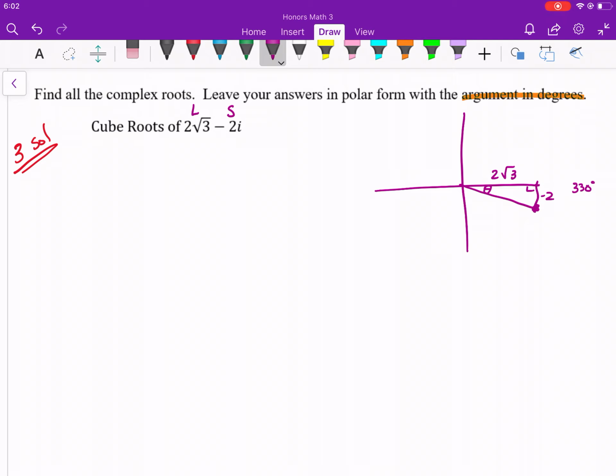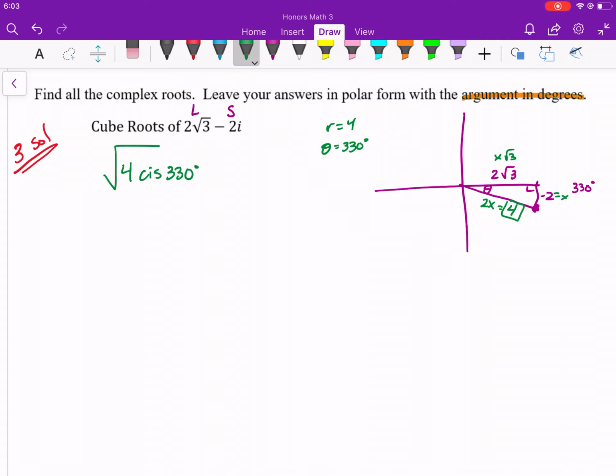And then if you recognize that this is a special triangle, x root 3, this is x, this should be, I should not write it that way. That makes it look like it's 2x. Oh, this is the same thing as x. So this side should be double the length of whatever x is. But I'm going to do the absolute value of it. So this should be a radius of 4. Okay, so our radius is 4. Our theta is 330 degrees. So we have 4 cis 330 degrees.